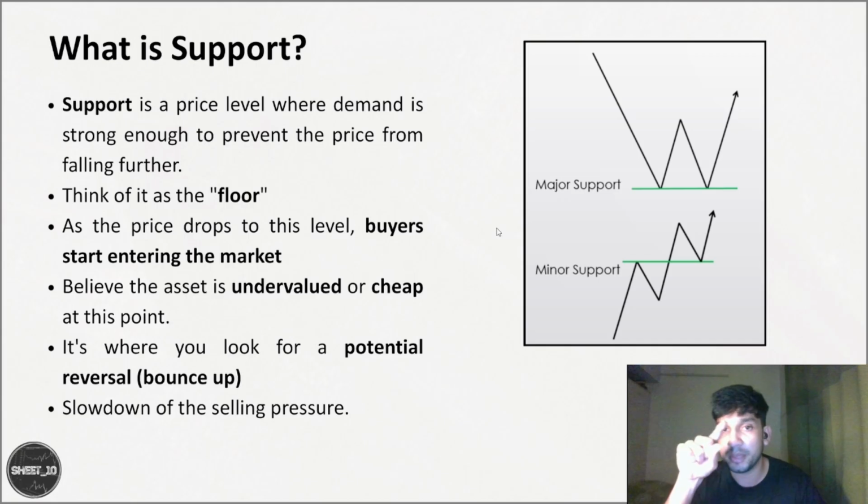So, basic understanding is the sellers bring the price down. At this level, there is a strong support, major support is a strong support here. From here, the market goes up. This is a minor support. Why? Because if the market is coming up, there is some selling pressure here, but the buyers in the end are strong and they take the price up again.